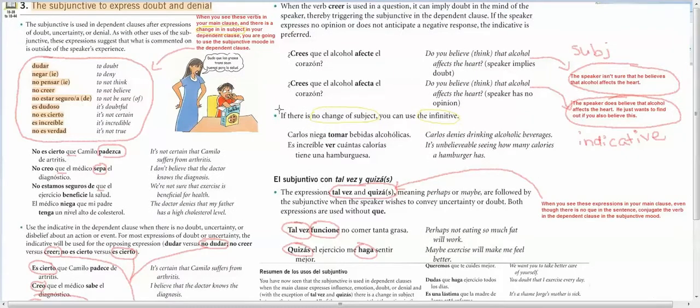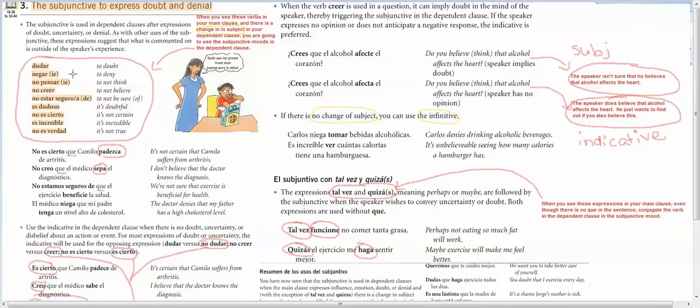Okay, I'm going to talk to you about using the subjunctive to express doubt and denial. I had just made this video and wasn't actually recording where I needed to be, so I'm going to do it again so you can already see some of the writing out here. But the subjunctive is used in the dependent clauses after expressions of doubt, uncertainty, or denial.